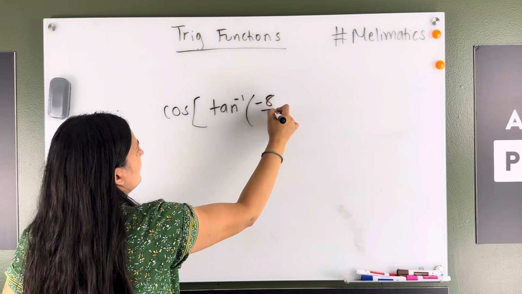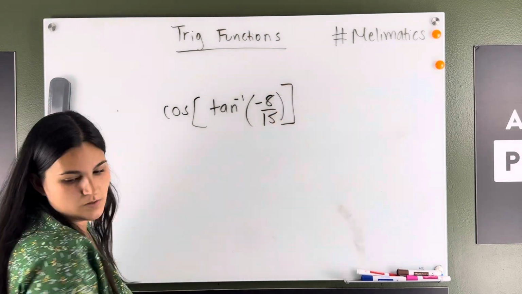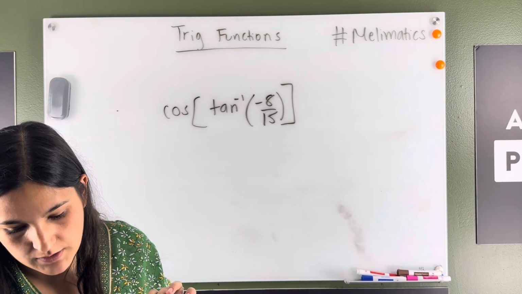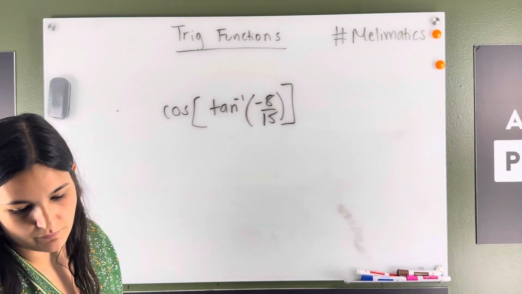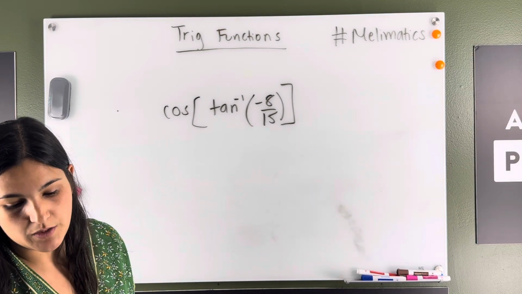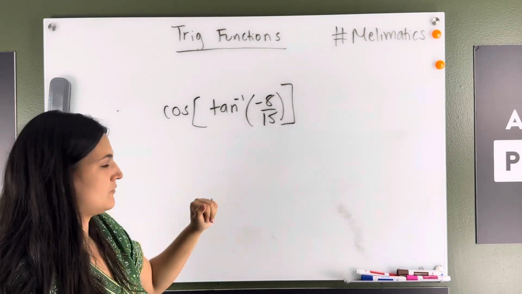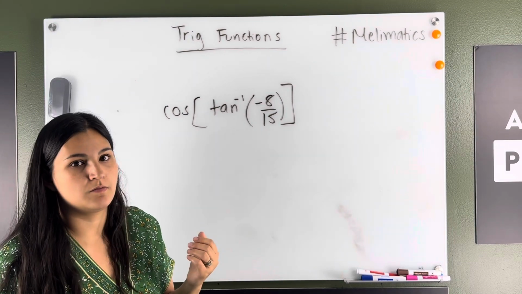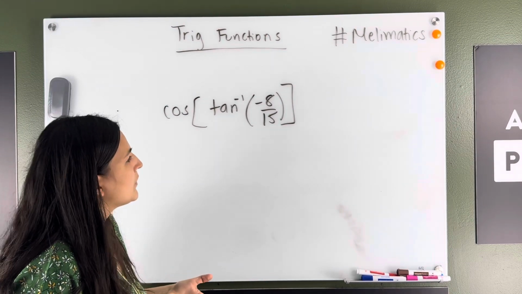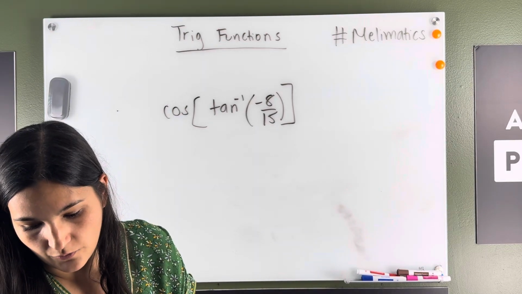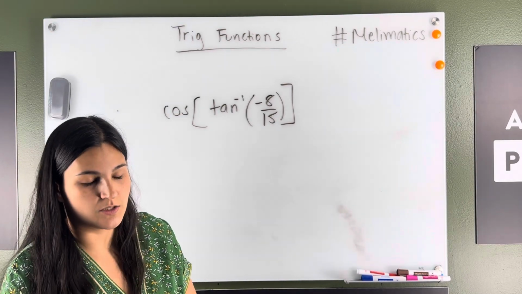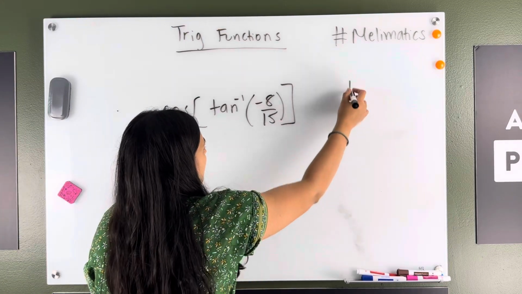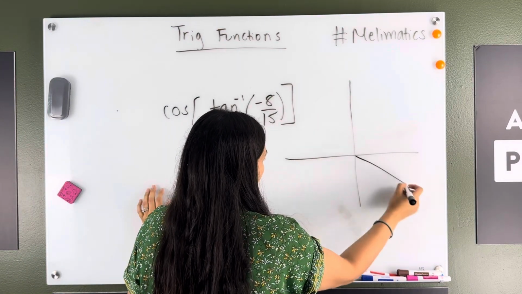Okay, so we have cosine of arctangent of negative 8 over 15. We want to find the exact value, so we have to think about this. Without plugging into the calculator, we know that negative 8 over 15 is a negative number, and so the arctangent of this number is going to give us something in the fourth quadrant. We've seen that before. Remember that arctangent ranges from negative pi over 2 to pi over 2, so if we're getting a negative, that means it has returned an angle in the fourth quadrant.